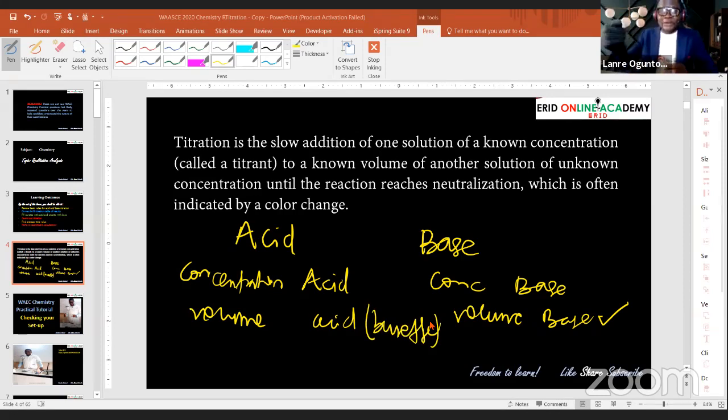So you are adding something that you know into something that you don't know, so that you can work backwards to find the one that you don't know. Okay, so that is the meaning of titration. And basically you'll be working with acid-base titration, meaning that you'll be using your acid to neutralize the base. And of course, by now you should know about your neutralization reaction.